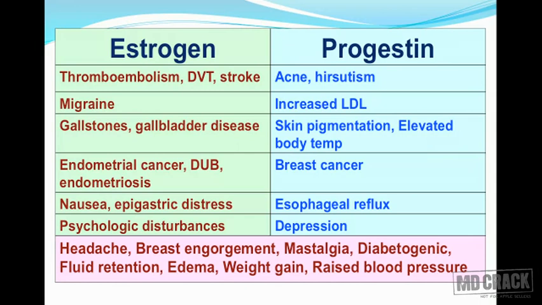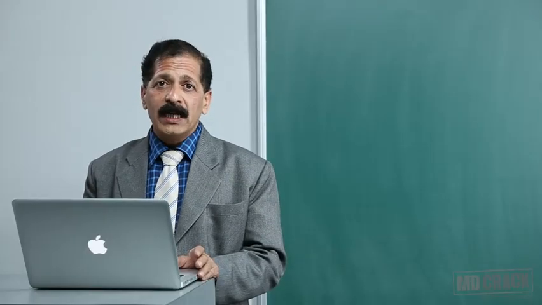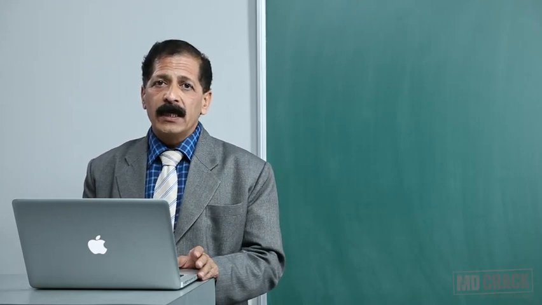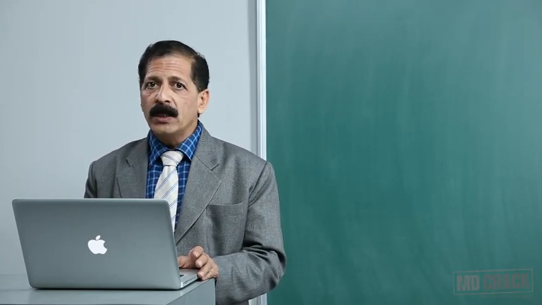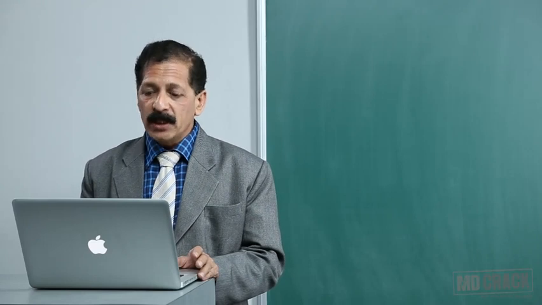The adverse effects common to both components are headache, engorgement of breast and mastalgia, diabetogenic effect, fluid retention, edema, weight gain, and raised blood pressure. In short, the effects on the breast, the headache, diabetes, and the whole cardiovascular system are common to the estrogen and progestins. So we went through estrogens, the selective estrogen receptor modulators, progestins, and one important anti-progestin called mifepristone.